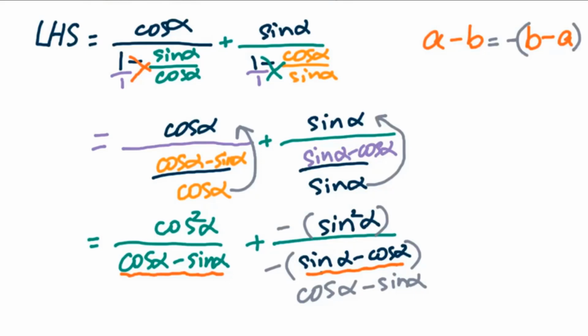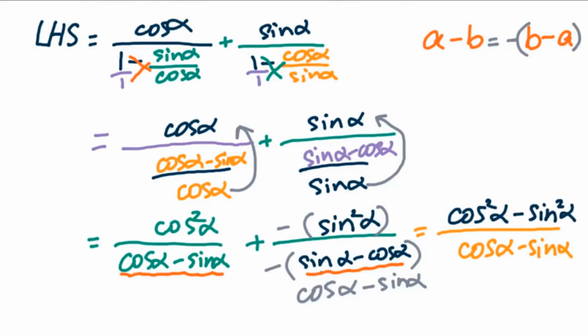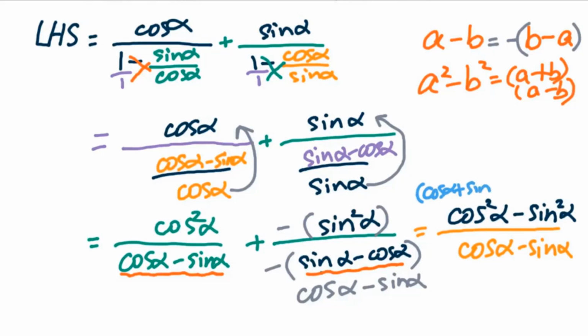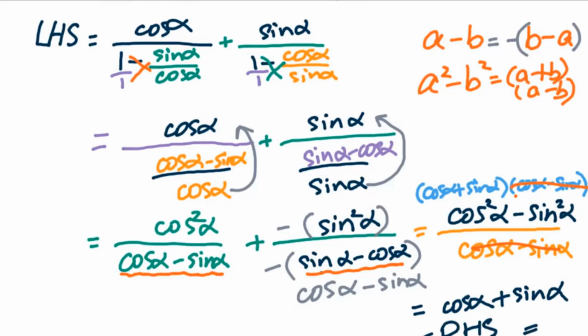And we got the same denominator, so we can put this together. Denominator is cosine alpha minus sine alpha. Numerator, we put cosine square alpha minus sine square alpha. For cosine square alpha minus sine square alpha, this is factoring. A squared minus B squared equals A plus B times A minus B. Therefore, for cosine square alpha minus sine square alpha, I can factor it as cosine alpha plus sine alpha times cosine alpha minus sine alpha. Then we can reduce these two and get cosine alpha plus sine alpha. That's the right hand side. So we finish this proof.